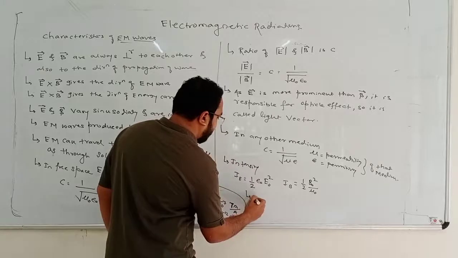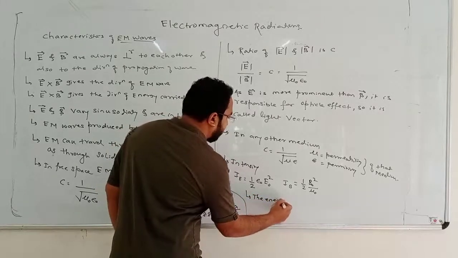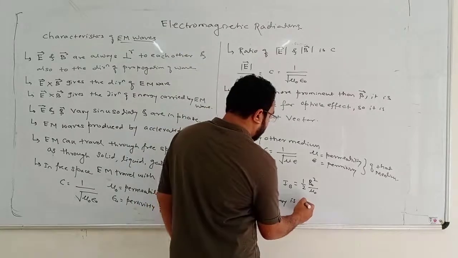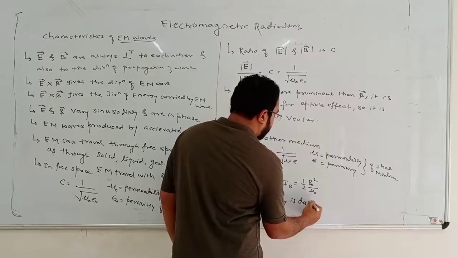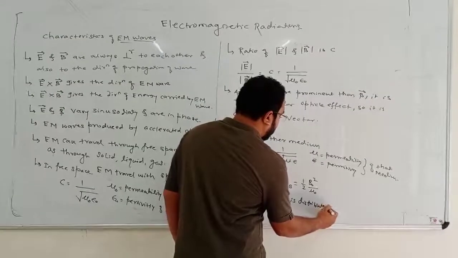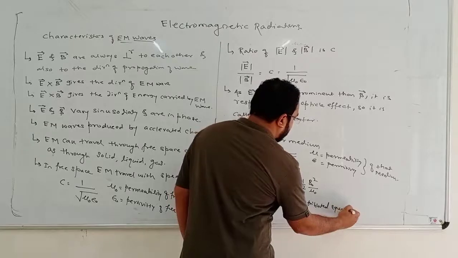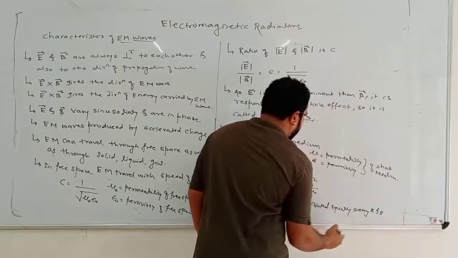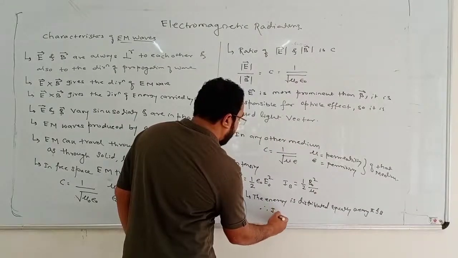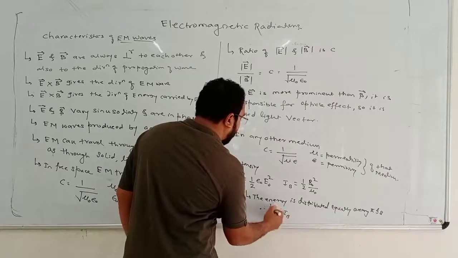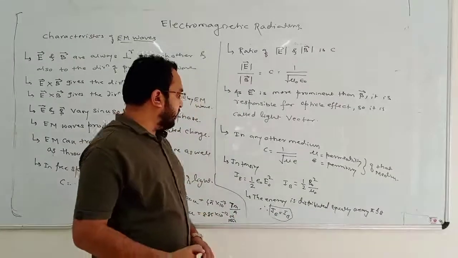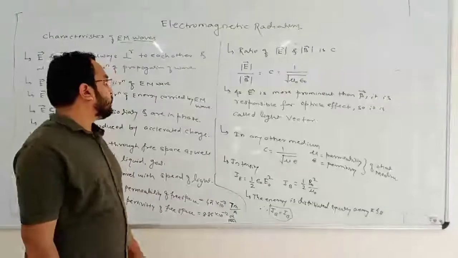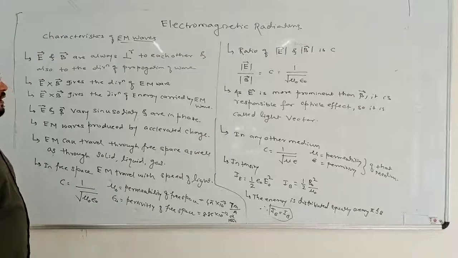And last point, the energy is distributed equally among E and B. That's why IE is equal to IB. This is not the current. This I is not the current. IE and IB are the intensities. Okay. So these are the very important characteristics of electromagnetic waves.